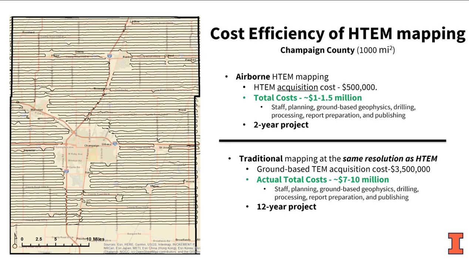Cost efficiency too. In Champaign County, for that project, Champaign County fronted about $500,000. We're contributing another $500,000 at least in staff time and state funds for a 2-year project, probably a 2 to 3 year project, costing 1 to 1.5 million total in contributions. If we were to do the same thing ground-based with the best resolution, it would take at least 12 years and cost probably 7 to 10 million.